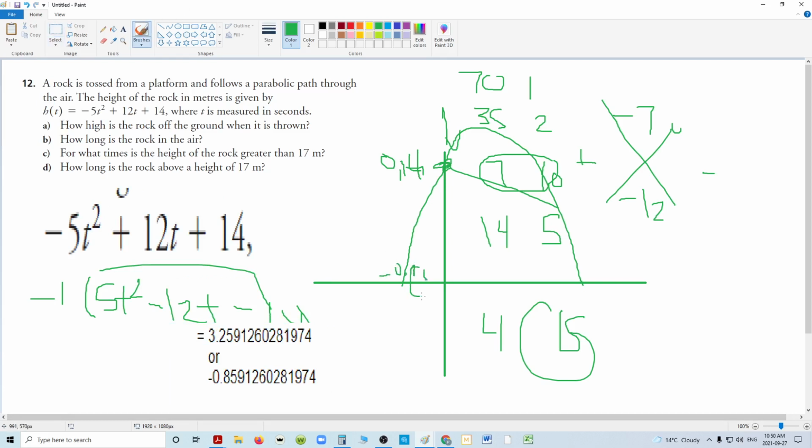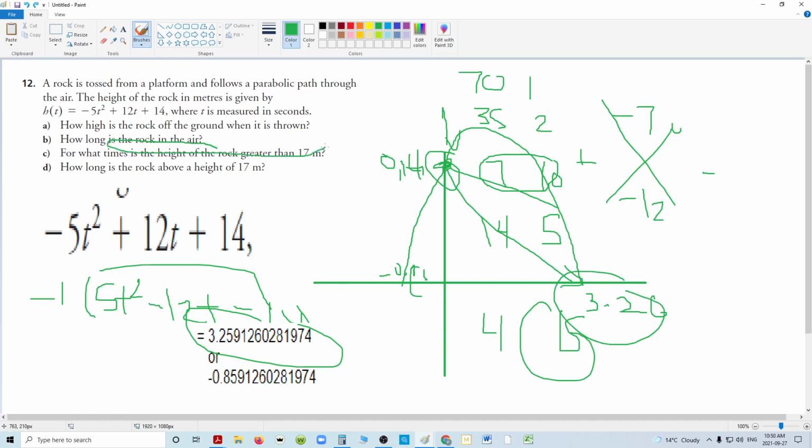I determined that one of the spots is minus 0.85 seconds, but I don't really care about that. The other spot, and how much do they want? Well, we'll just round to 2 decimals. The other spot is 3.26 seconds when it hits the ground. So how long is it in the air? From 0 to 3.26 seconds. So that's how long it's in the air.